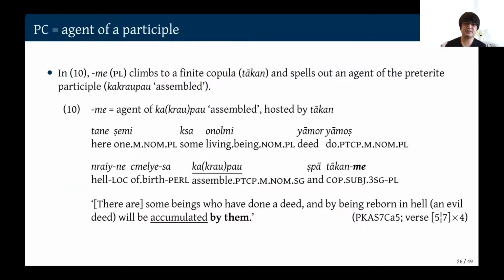In example 10, we have the plural clitic me, which climbs to a finite copula takan, and it spells out an agent of the predicate participle kakraba, assembled. So there are some living beings who have done a deed, and by being reborn in hell, an evil deed will be accumulated by them. So here we have a clitic me, which spells out an agent of this participle.